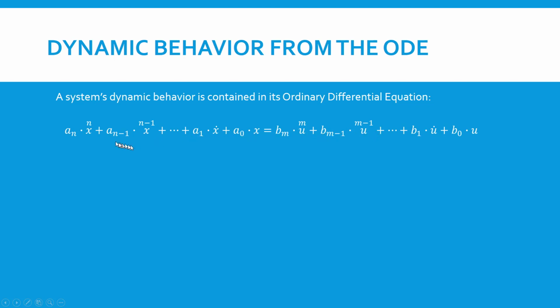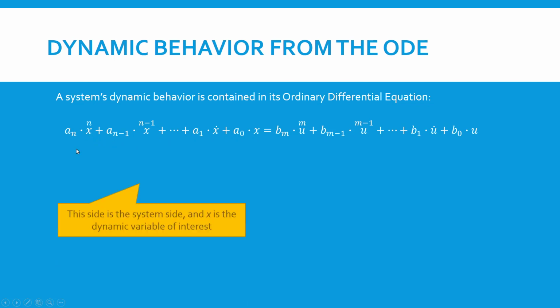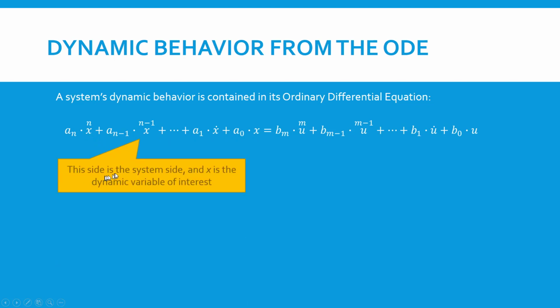Notice on the left-hand side of the equation we have the dynamic or the system part of the equation, and x in this equation is the variable of interest. So actually what we want when we analyze a system is x as a function of t, of time. We want the time history of x. That's the motion of the system, basically.